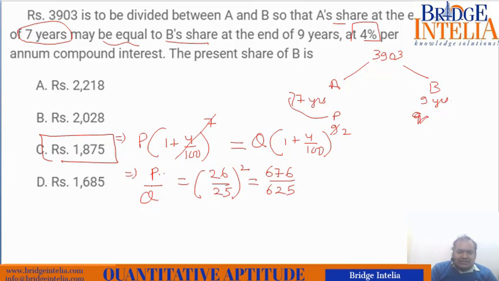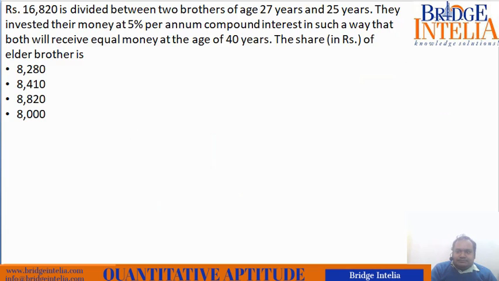So let's take another example. Okay, let's see this one. Rupees 16,820 is divided between two brothers aged 27 and 25 years. They invested their money at 5% per annum compounded annually, so that they receive equal money at the age of 40 years. So total amount is 16820. Let me call the elder brother as A, younger brother as B.